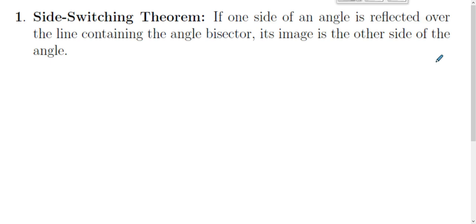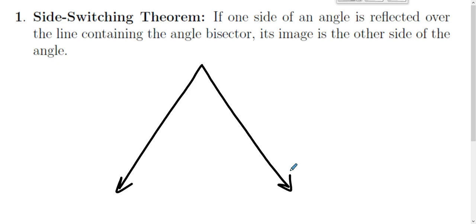In this screencast, three tools of the trade when we are proving things in transformational ways. One is the side switching theorem. If you have an angle and we reflect either side of the angle over the line containing the angle bisector. So there's the angle bisector. If you reflect either side of that angle over the angle bisector, its image is the other side of the angle.